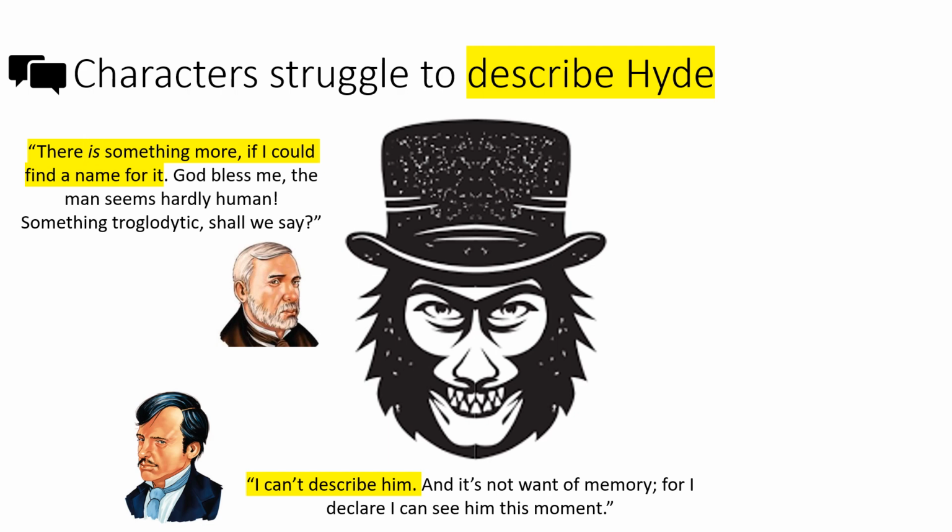He dreams after he hears Enfield's story about this faceless figure, but then when he eventually does meet Hyde in chapter 2, he tries to reflect on this character, and he says there is something more. "If I could find a name for it." Again, a really good quote to learn. "God bless me, the man seems hardly human, something troglodytic, shall we say."